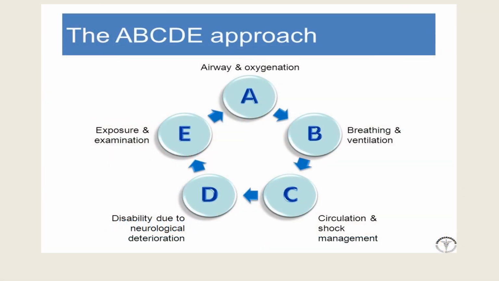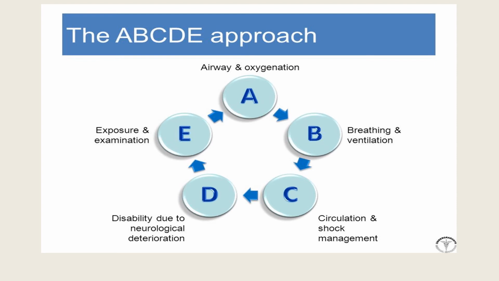Okay, so we start with airway, and then after stabilizing the airway, we will go to the breathing, and after stabilization of the breathing, we will go to the circulation, and after this disability, and after this exposure and examination. And as we mentioned, you should treat as you go. If you find anything which is not normal in the airway, you should treat it before going to the breathing, and so on. And treat first what kills first.